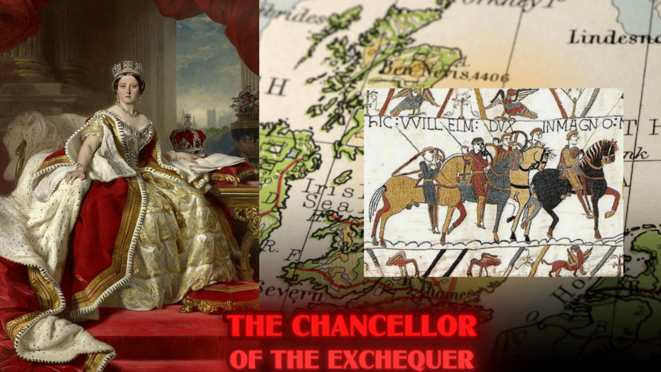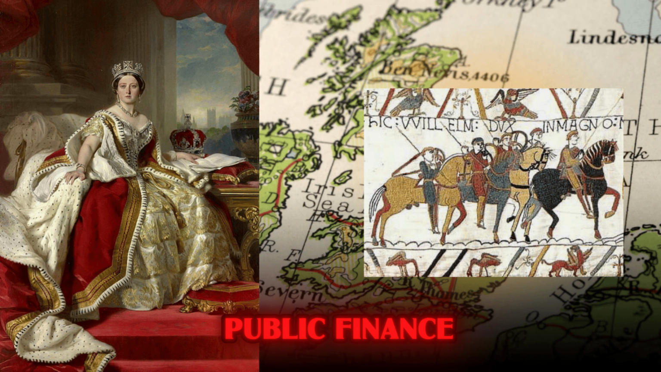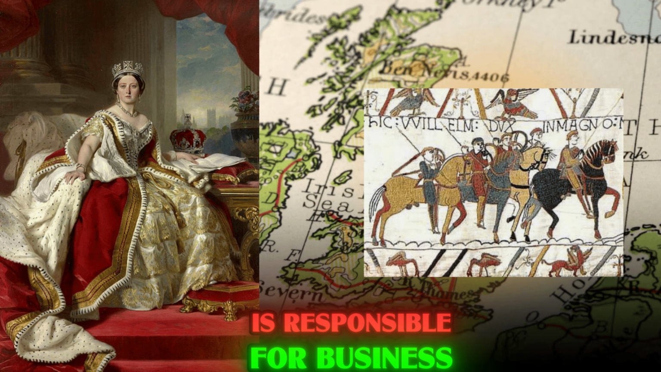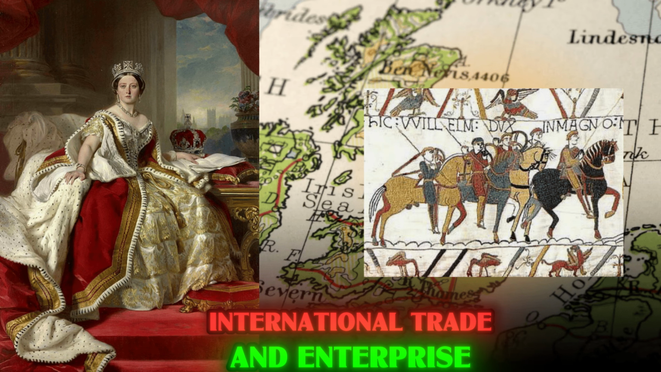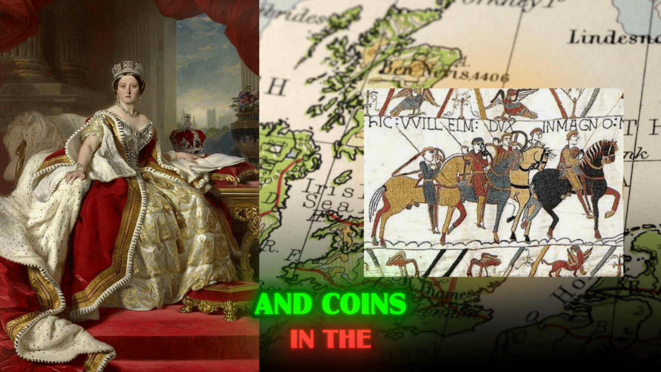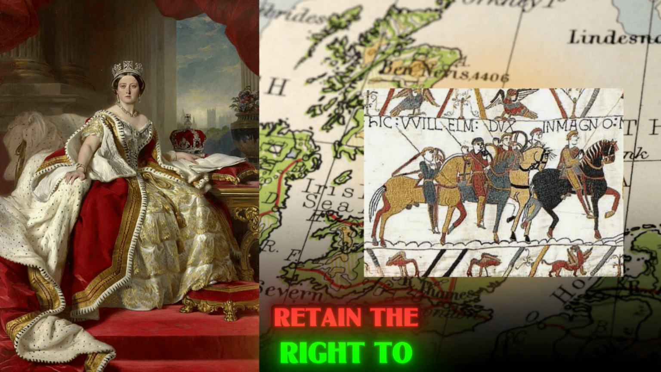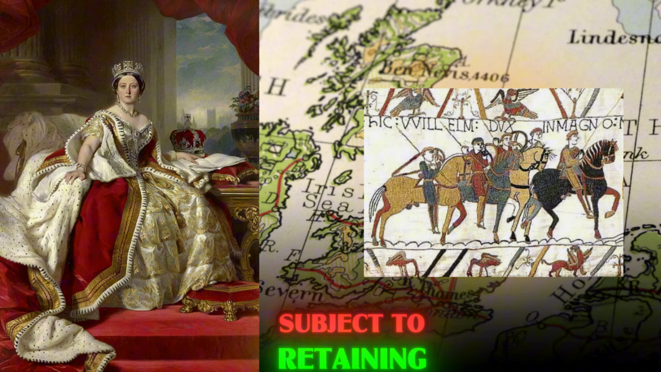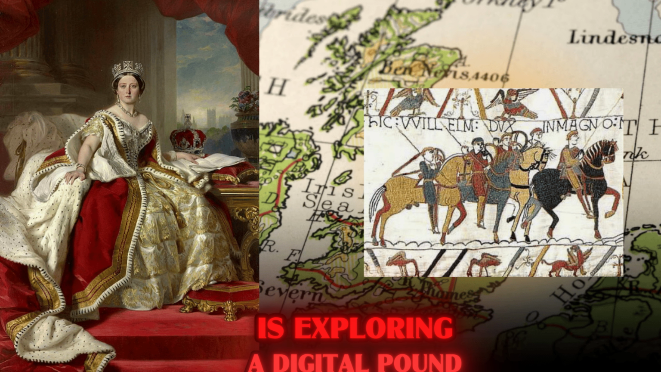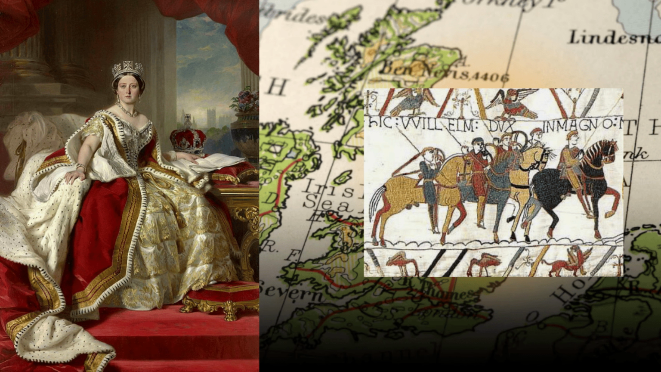HM Treasury, led by the Chancellor of the Exchequer, is responsible for developing and executing the government's public finance and economic policy. The Department for Business and Trade is responsible for business, international trade and enterprise. The Bank of England is the UK's central bank and responsible for issuing notes and coins in the pound sterling. Banks in Scotland and Northern Ireland retain the right to issue their own notes, subject to retaining enough Bank of England notes in reserve to cover their issue. The Bank of England is exploring a digital pound to enable instant settlement and improve payment infrastructure.